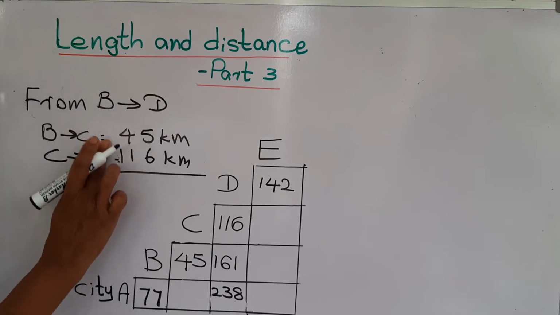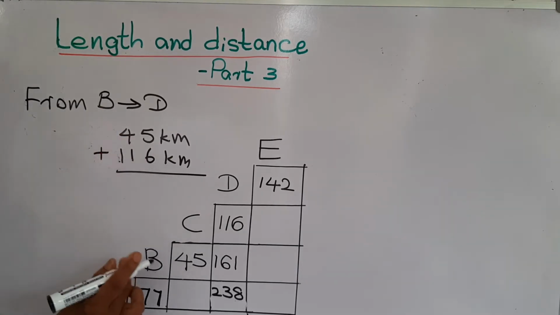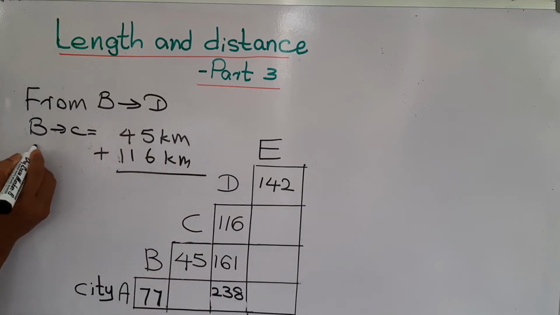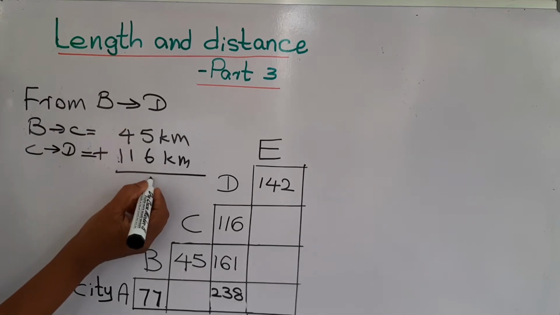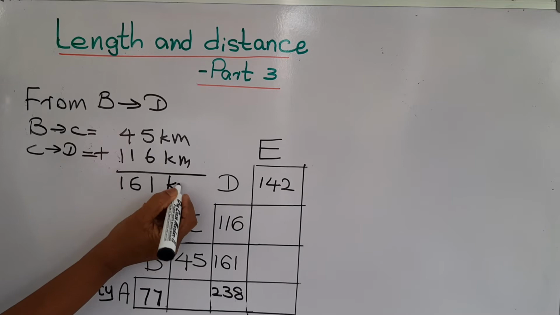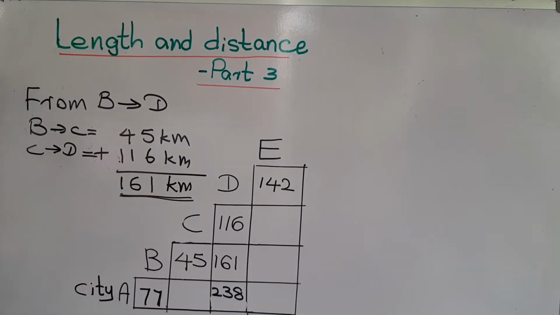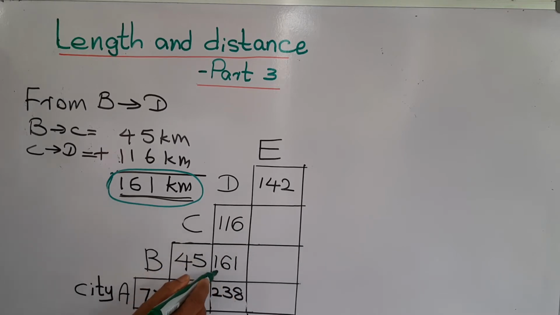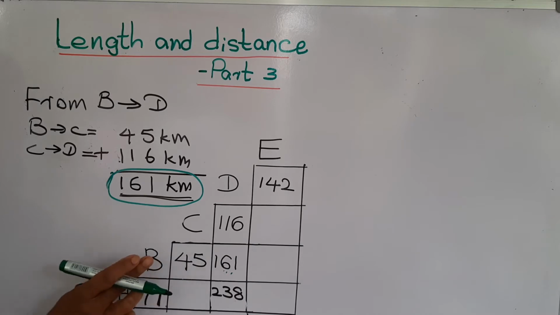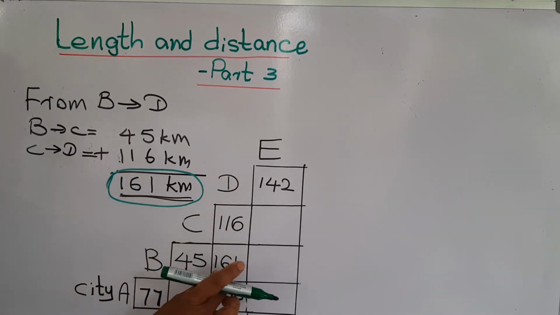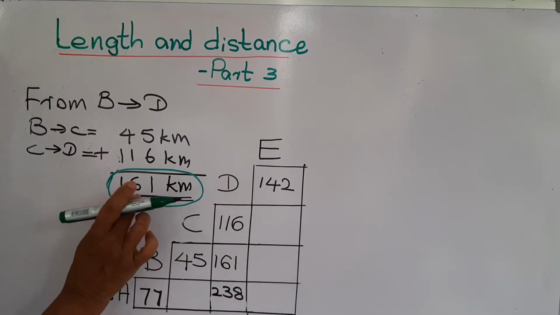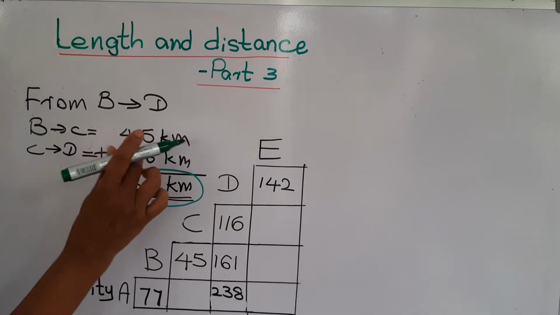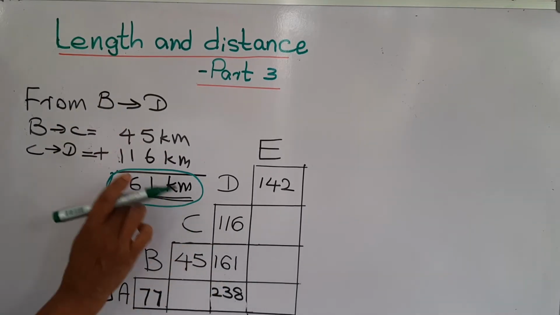Yes. We are going to add these two together. Okay. Then 45 kilometers means from B to C. Here 116 kilometers means C to D. We are going to add these two together. Yes, that is 161 kilometers. Can you see it here? Yes. They have mentioned 161 kilometers here. That means you can find out the distance from city B to D. It is 161 kilometers. We found this way, from city B to C 45 kilometers, from C to D 116 kilometers. All together it gives us 161 kilometers.